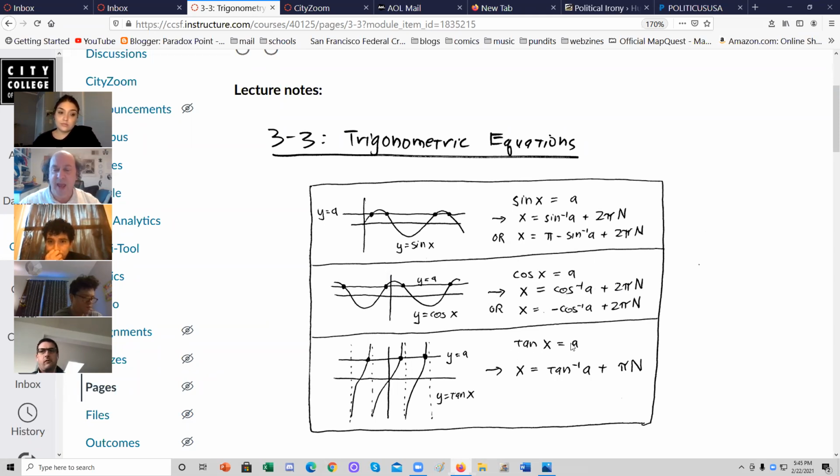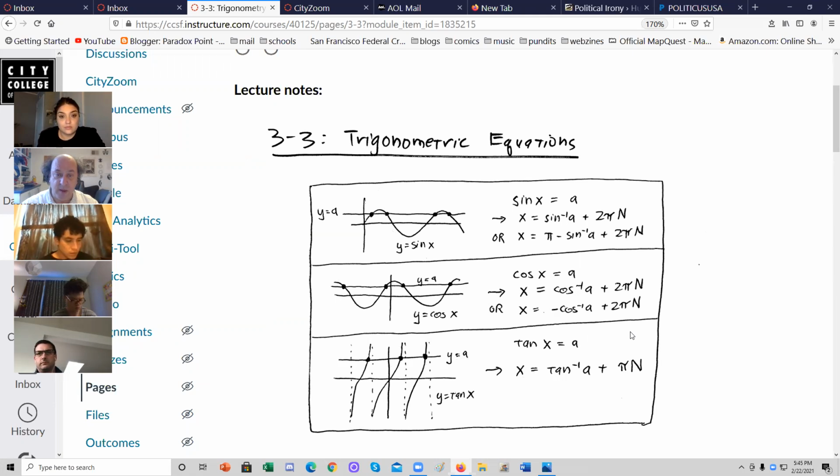Now, to solve tan x equals a, here's a graph of tangent. Here's a graph of y equals a. Here's a solution, arctan a. Because it doesn't loop back the way these do, it's just going to be this family of solutions. So it'll be this plus, and here's a period pi, plus 2 pi, plus 3 pi, minus pi, and so on. So the solution will be arctan a plus some integer multiple of pi.